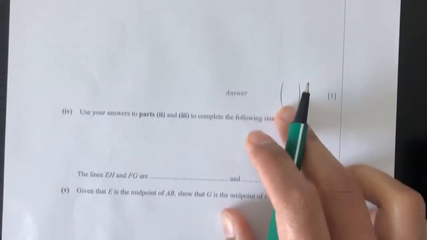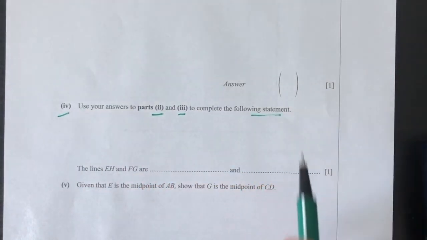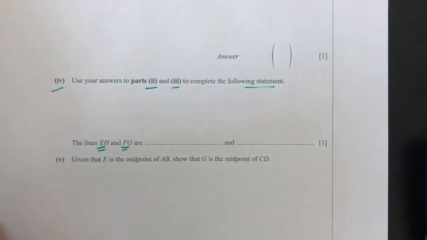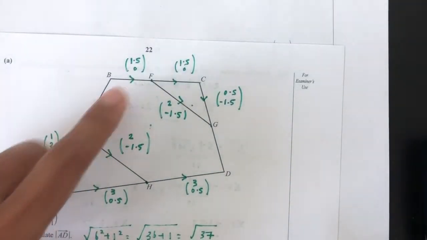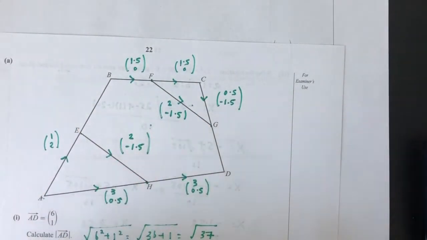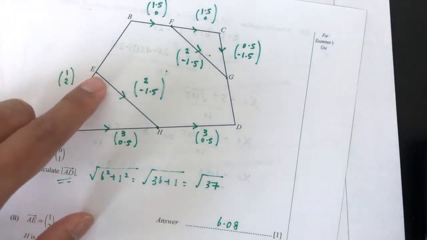Now let's write this part. So use your answers to part 2 and part 3. Complete the following statement. So we have the lines EH and FG. So as you have seen, EH and FG, they are the same. So they are equal. And as you can see, they are in the same direction. So they are parallel.